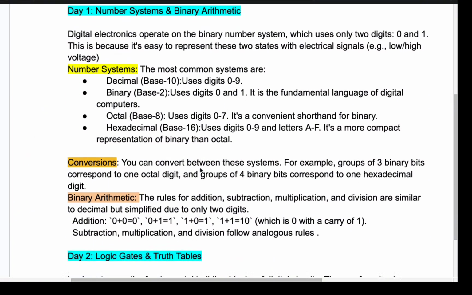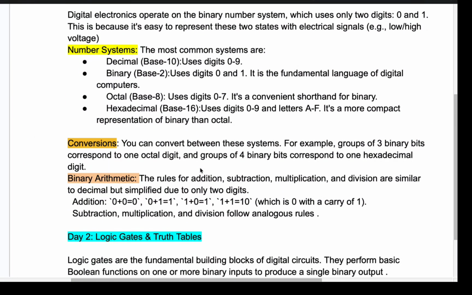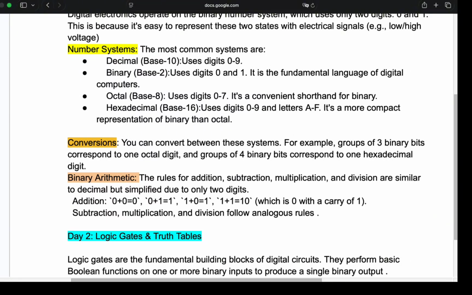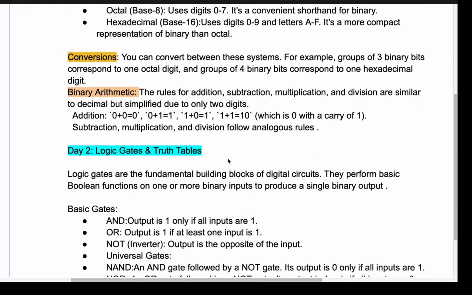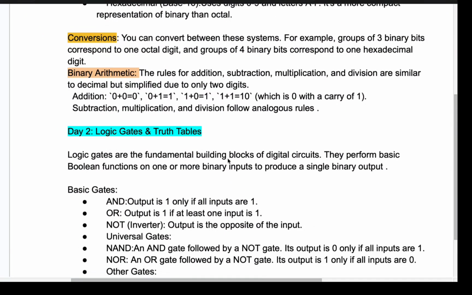Also conversions: you can convert between these systems, for example, groups of 3 binary bits correspond to 1 octal digit. And another one is binary arithmetic: addition, subtraction, multiplication, division. You should thoroughly prepare this concept.